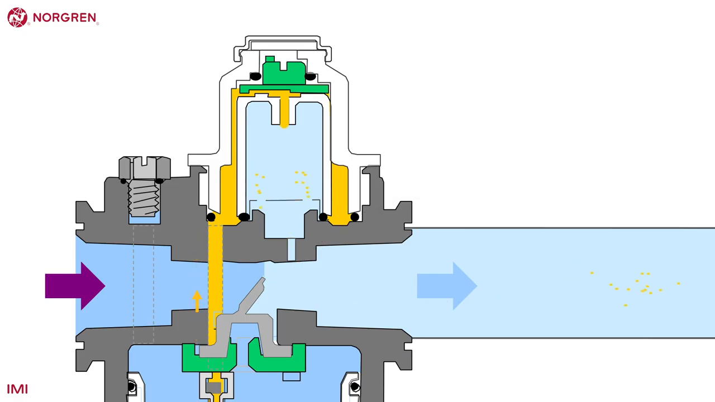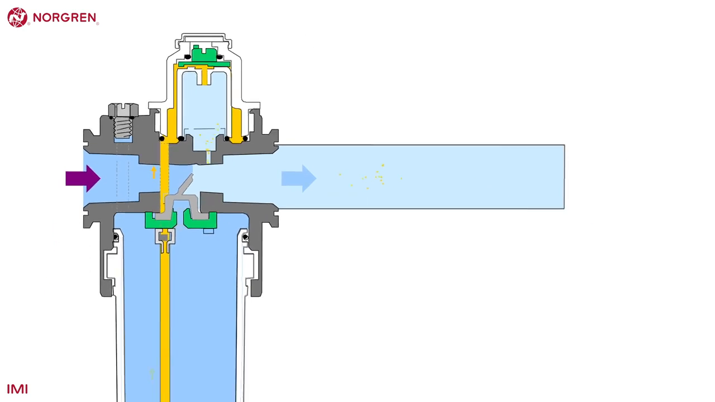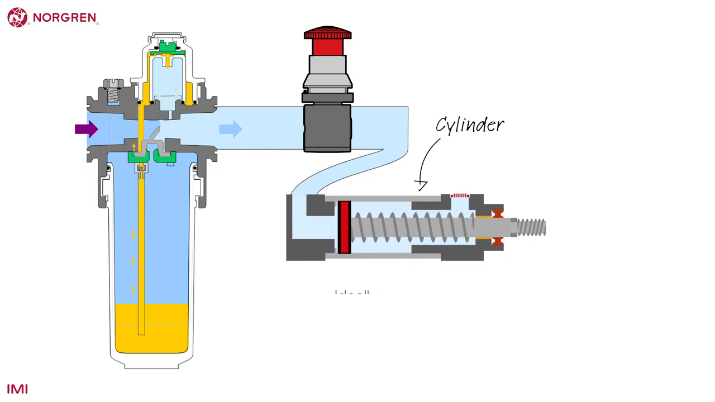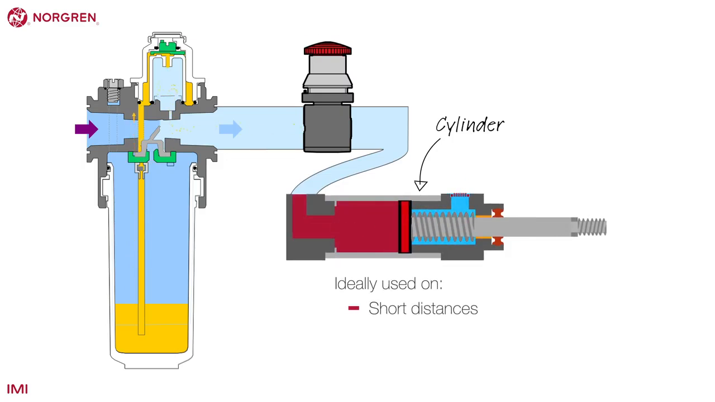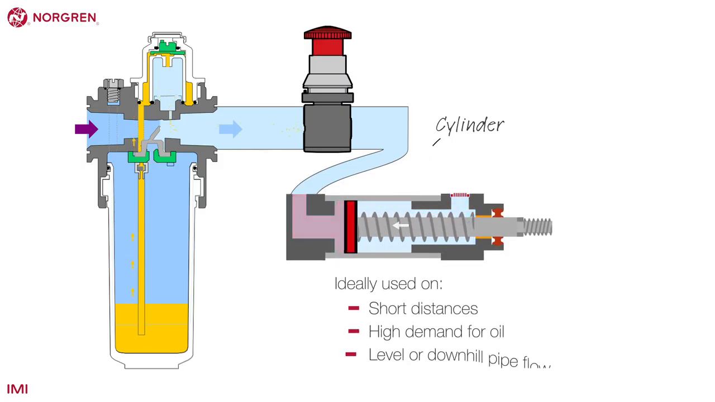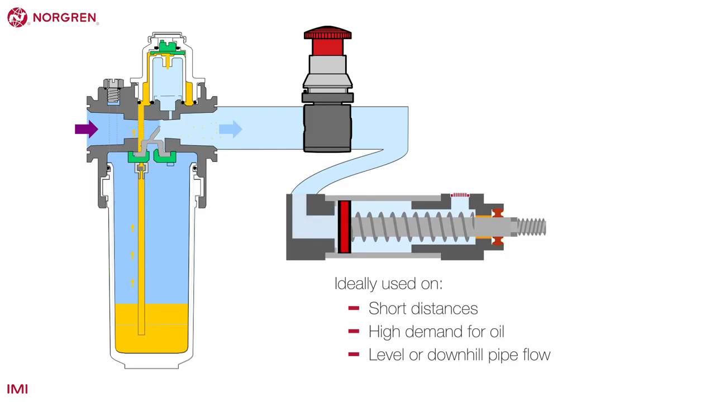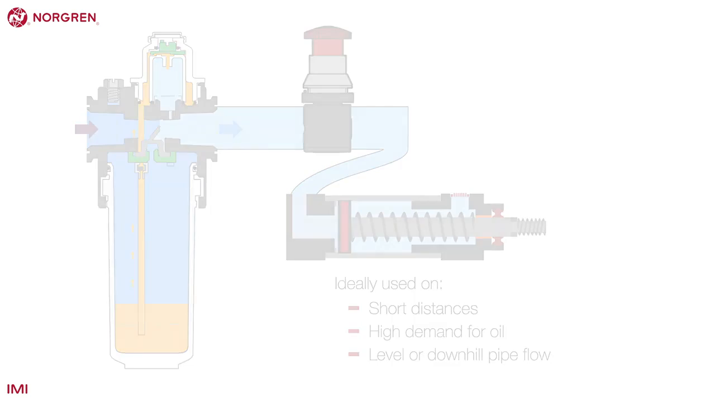Each unit has a start point, which is the minimum flow of air required to begin the process. This approach is best used when air is traveling short distances with a high demand for oil, where pipes are level or downward. The oil doesn't travel very far because of its size and momentum. It works well with bigger actuators or air motors.